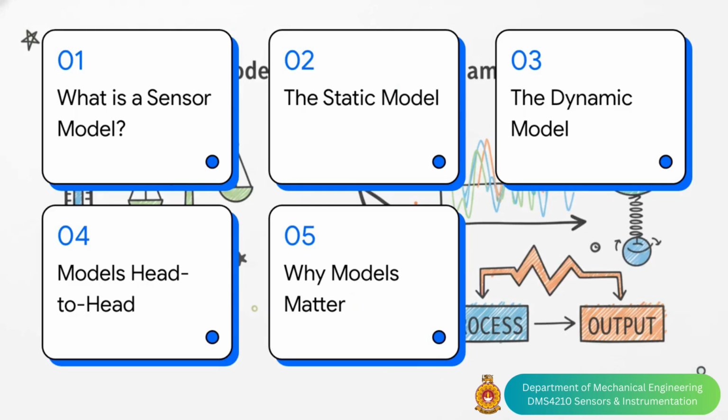All right, here's the game plan. First up, we'll nail down what a sensor model even is. Then, we're going to look at the static model. Think of it as a snapshot. After that, we'll get things moving with the dynamic model. We'll put them side by side to see the differences, and then wrap it all up by looking at why any of this actually matters out there in the real world.